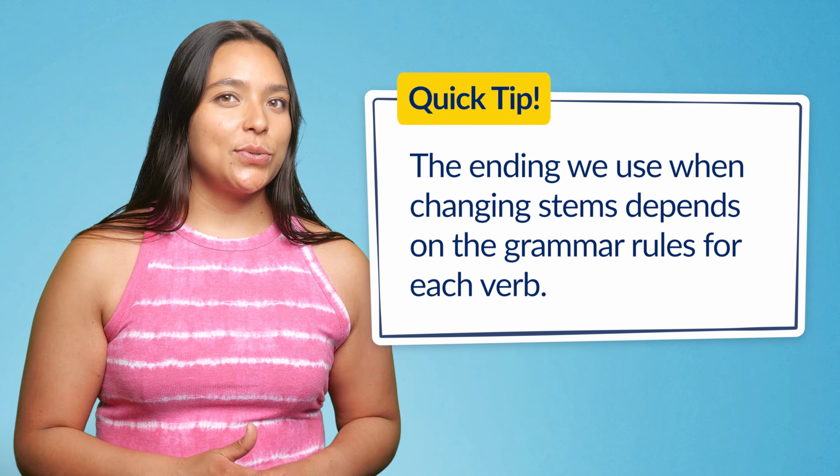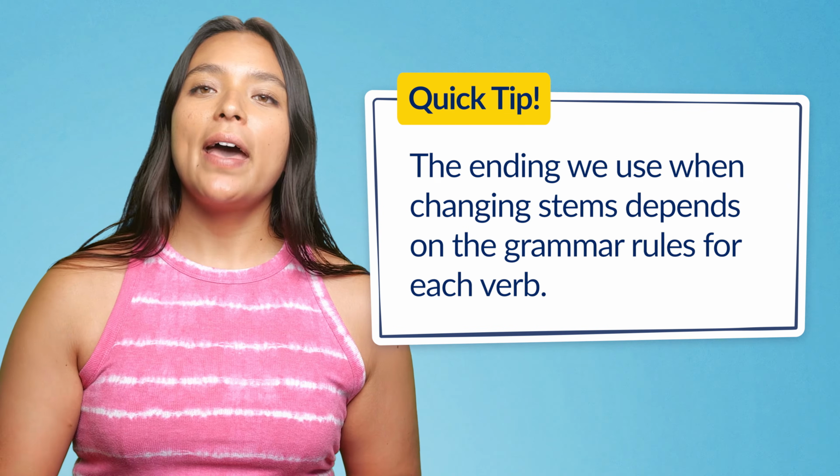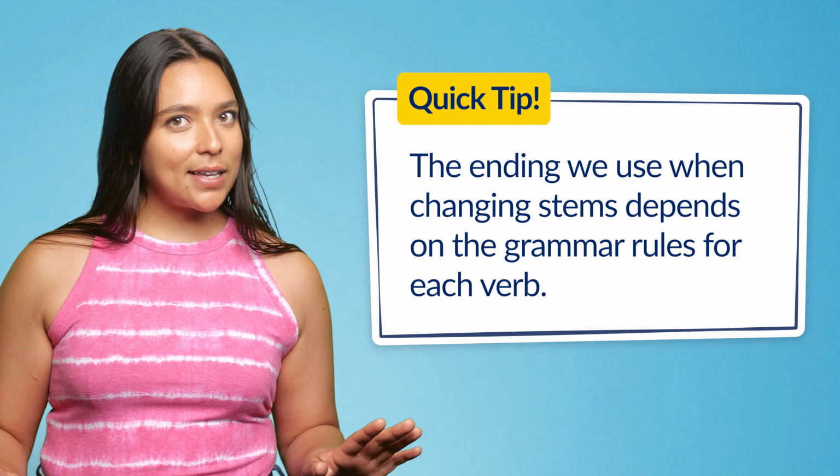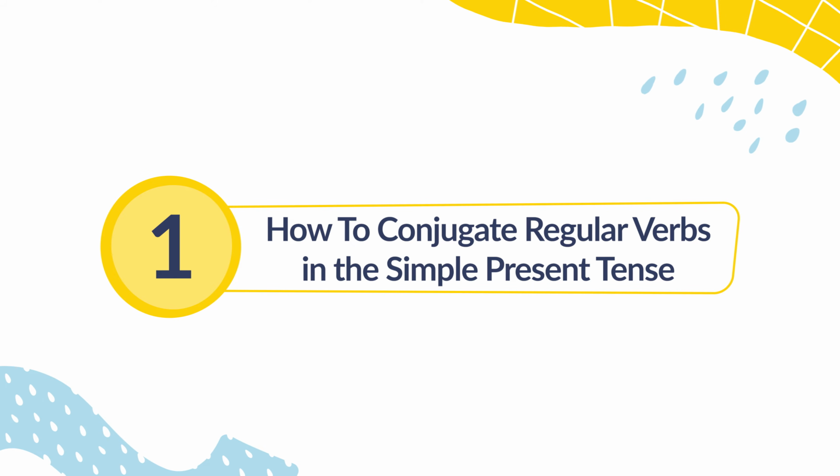But before we begin, here's a quick tip. The ending we use when changing stems will depend on the grammar rules for each verb. But for today, we are keeping it basic and focusing on regular verbs with regular endings in the simple present tense. Ready? Let's go. Number 1, how do you conjugate regular verbs in the simple present tense?